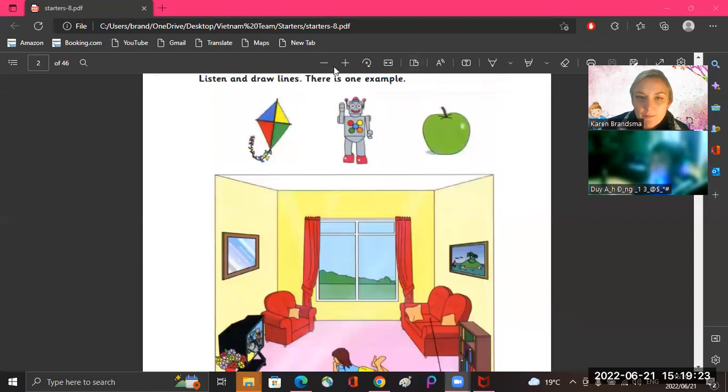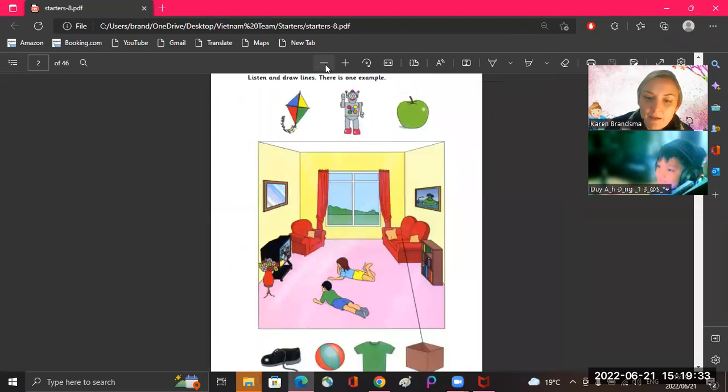Okay, can you see the paper? Yes, you can see? Yes. Okay, you're going to draw for me. Let me just get our listening quickly. Okay.